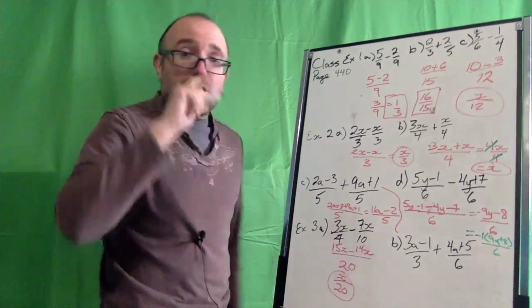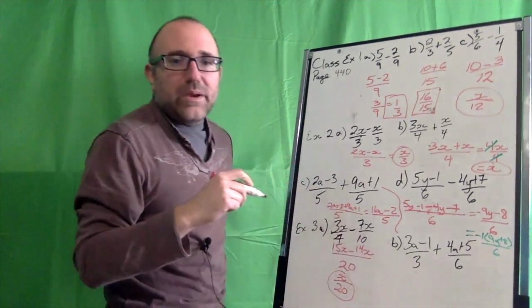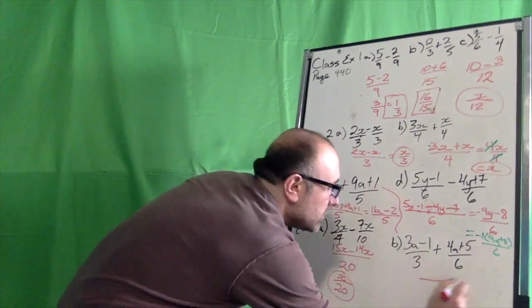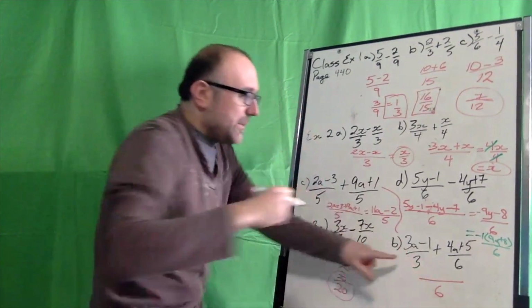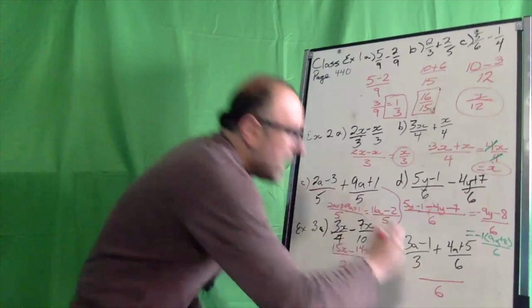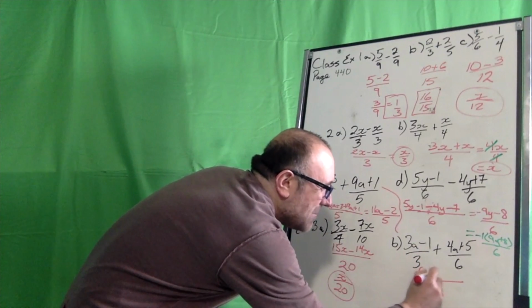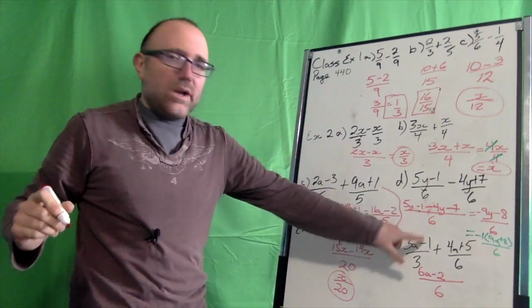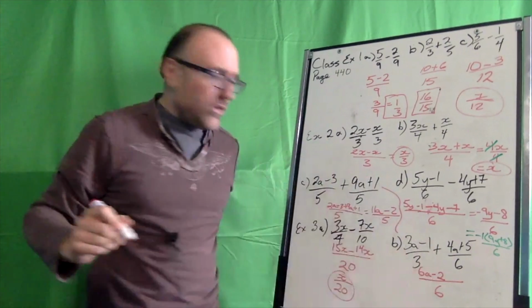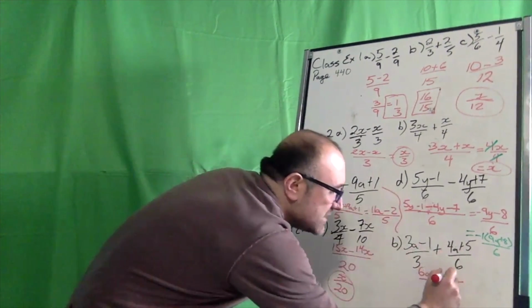So moving on to over here, the 6 would be the common denominator in this one. So right off the bat, there's your 6. 3a minus 1, I have to times this by 2 to make that happen. So that'll be 6a minus 2. 3a times 2 minus 1 times 2. That's where that's coming from. And then 4a plus 5 stays the same.